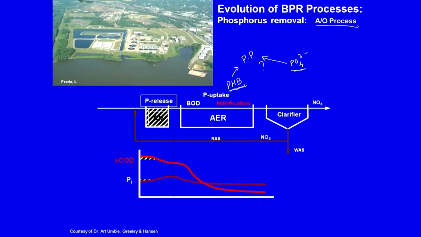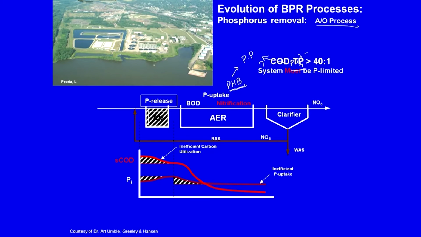Denitrifiers or such might thrive, let us see. Let us see what else we have. So, this is the COD and phosphorus removal there, right. Phosphorus increase and then decrease, inefficient carbon utilization, inefficient phosphorus uptake, let us see. COD to total phosphorus must be greater than 40:1, system must be phosphorus limited. Effluent total phosphorus is around 1, let us see.